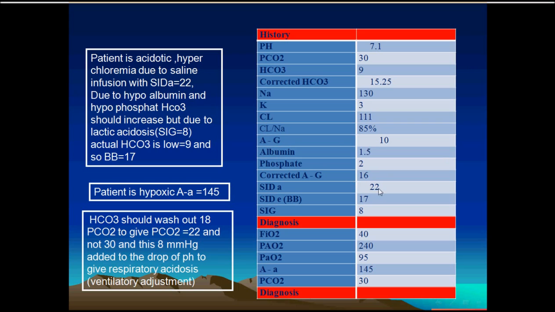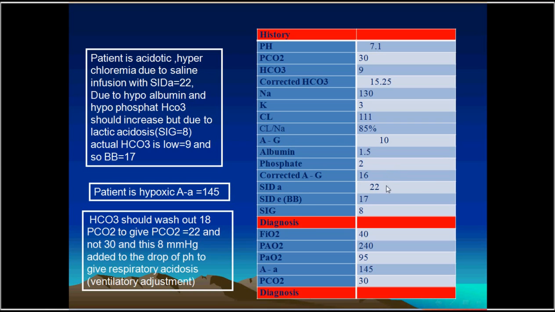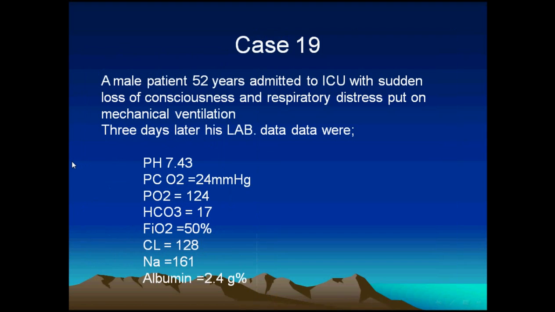He had high anion gap metabolic acidosis, and the use of a lot of sodium chloride or saline resulted in a normal anion gap metabolic acidosis. So it is a mix of normal anion gap metabolic acidosis, high anion gap metabolic acidosis, and in addition to this, respiratory acidosis. This is the state of this patient.